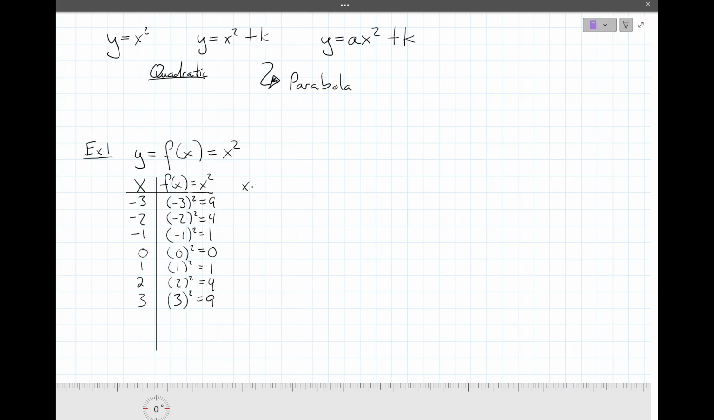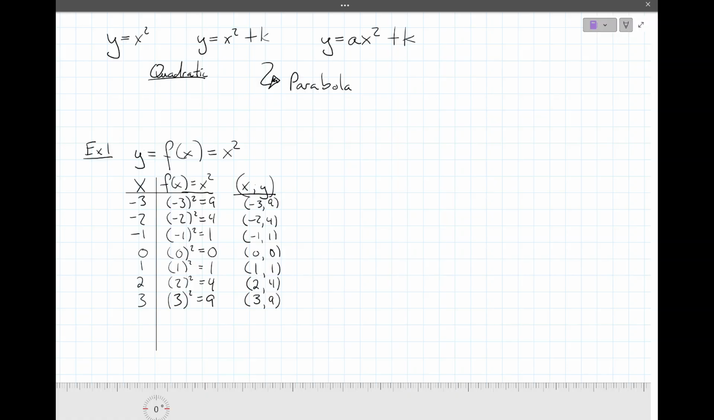Now, when we put this together, the xy coordinate pairs that we see here will be negative 3 and 9, negative 2 and 4, negative 1 and 1, 0 and 0, 1 and 1, 2 and 4, and 3 and 9.